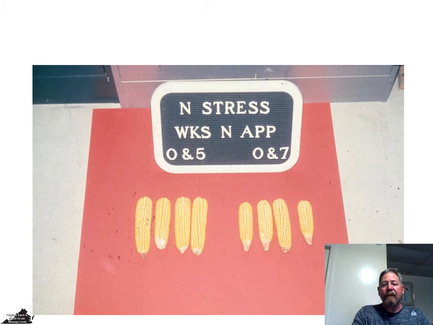Here's an example of that. Here's some corn with no nitrogen applied pre-plant, and this is side dressed at 5 weeks after emergence, and this is at 7 weeks after emergence. We missed that first critical stage of corn growth and development there, and so this corn was starved for nitrogen and has much less yield potential than the corn here on the left.